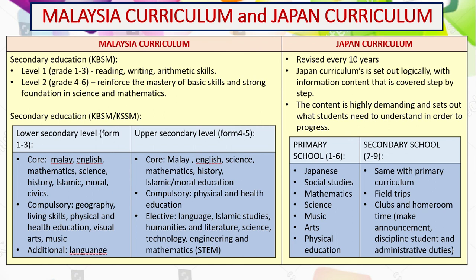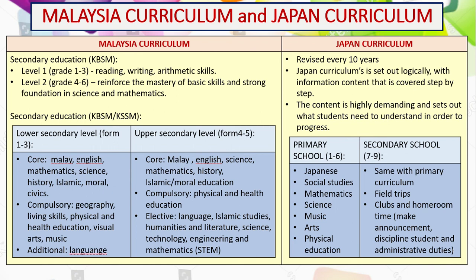Whereas the Japan curriculum will be revised every 10 years. It is set up logically with information content that is covered step by step. The content is highly demanding and set up with what students need to understand in order to progress. For the Japan curriculum, there are three levels. First is primary school, second is secondary school, and the last one is Japan upper secondary school, which also means high school. Primary school is for grade 1 until 6.